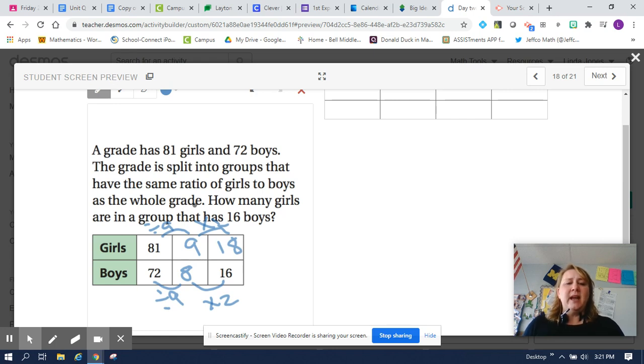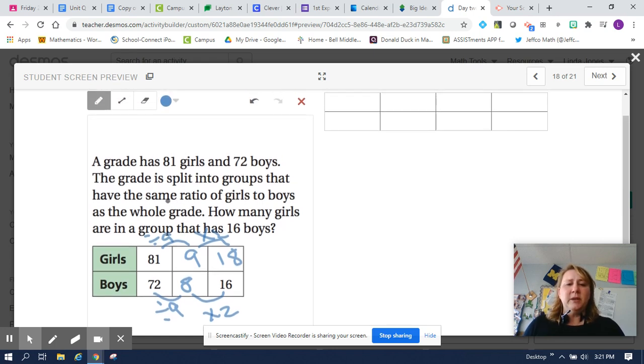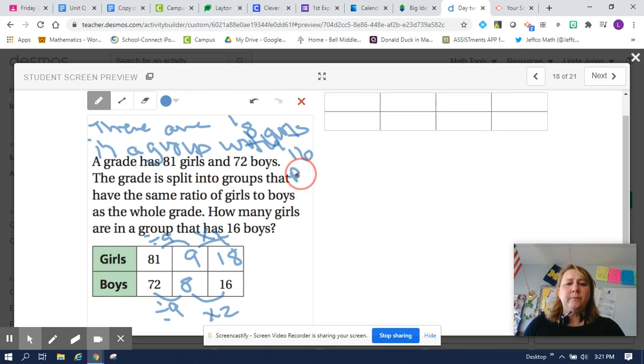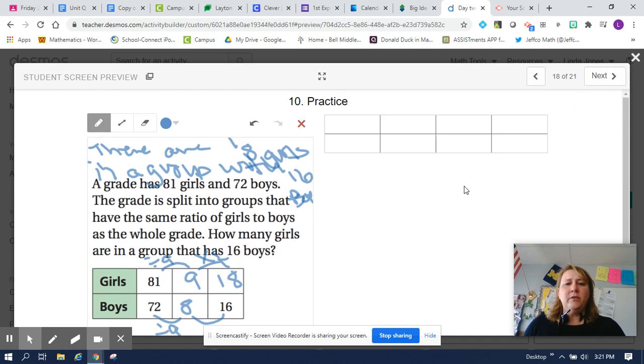9 times 2 is 18. So if a grade has 81 boys and 72 girls, the grade is split into groups that have the same ratio of boys to girls. How many girls are in a group that has 16 boys? So my answer would be there are 18 girls in a group with 16 boys. All right. Looking for patterns. That's what mathematicians do. We're doing a fine job.